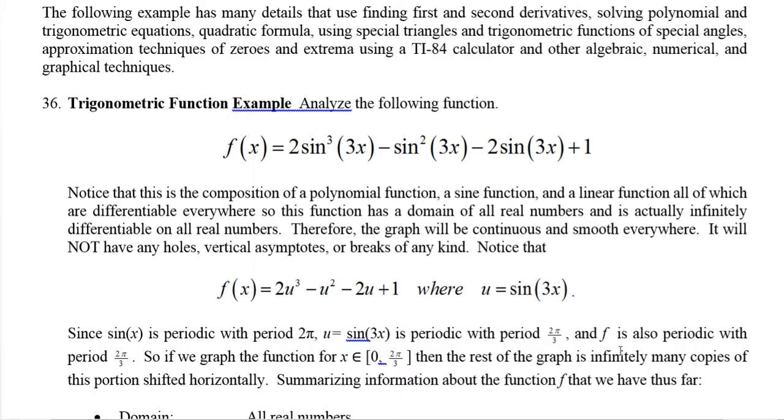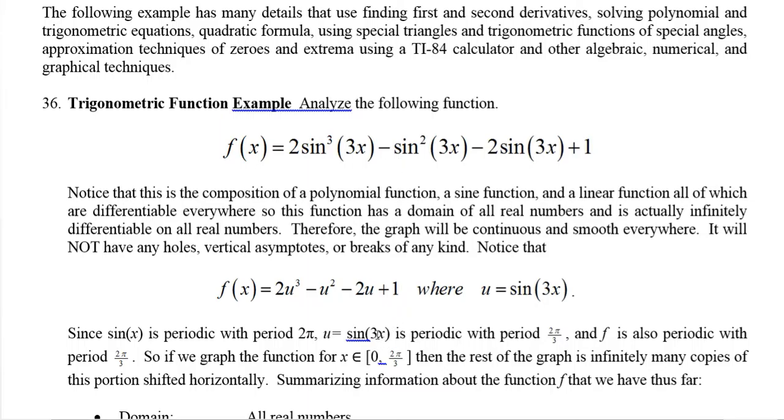Okay, so notice if we do a substitution, u equals sine of 3x, this becomes 2u cubed minus u squared minus 2u plus 1. So that's a third degree polynomial, or cubic polynomial. Now notice that sine of theta is periodic with period 2 pi, and if u is sine of 3x, that's going to be periodic with period 2 pi over 3.